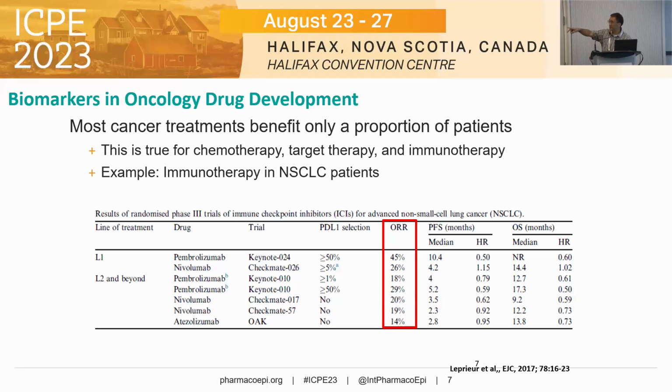I highlighted the column to show you immunotherapy in non-small cell lung cancer patients. You can see that even with pembrolizumab, nivolumab, and many other immunotherapies, the response rate ranges only from about 14 or 15% to about 40%. So basically, again, only part of the patients respond to the current therapy.